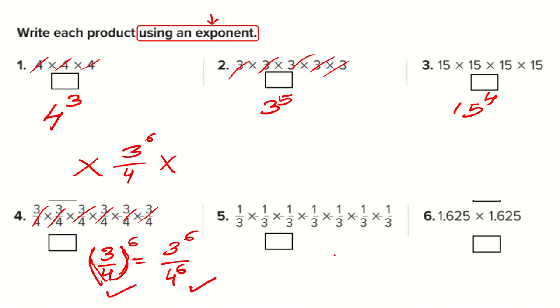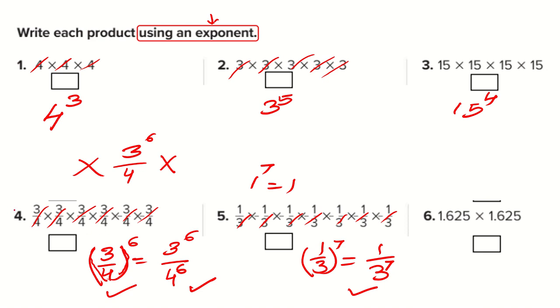Now, same here: 1 over 3 to the power. How many times is 1 over 3 written here? 1, 2, 3, 4, 5, 6, 7. So this will be 7. Or you can write it like this also. Why am I saying that this is correct? Because the numerator is 1. So 1 to the power 7 means multiply 1 seven times, so it will be only 1. So in this case, this is correct.